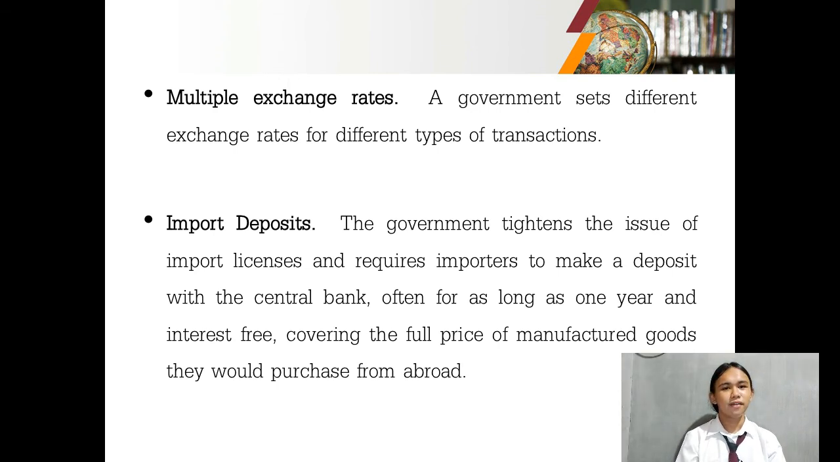Import deposits. The government tightens the issue of import licenses and requires importers to make a deposit with the central bank, often for as long as one year and interest-free, covering the full price of manufactured goods they would purchase from abroad. This requires the importers to put some amount of money in an account for some period of time. The purpose may be to assure the import duties will be paid, or the deposit may simply be a non-tariff barrier intended to discourage imports.